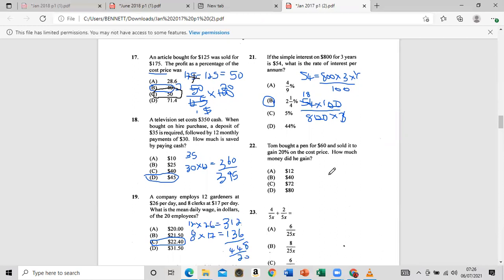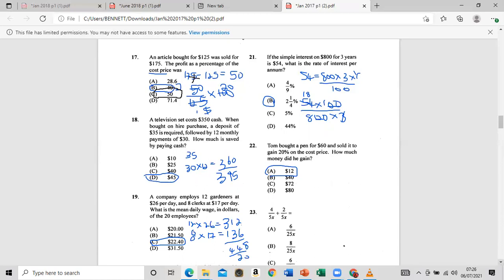Tom bought a pen for $60 and sold it to gain 20% on the cost price. How much money did he gain? Now, I'm not going to work out this one, guys. But think about it. 20% of this is the profit they ask for. You can't gain $40. You can't gain anything big, right? Only $12. So that's a giveaway.